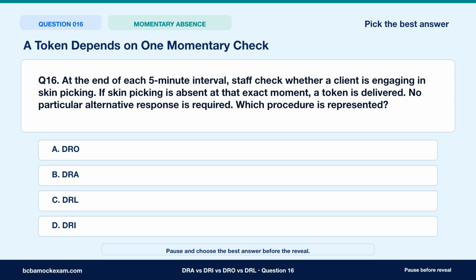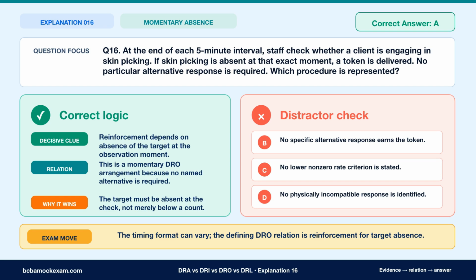Which procedure is represented? The choices are A. DRO, B. DRA, C. DRL, D. DRI. Notice whether absence is checked continuously or momentarily. Pause and choose. The evidence supports A. DRO. This is a momentary DRO arrangement because no named alternative is required.